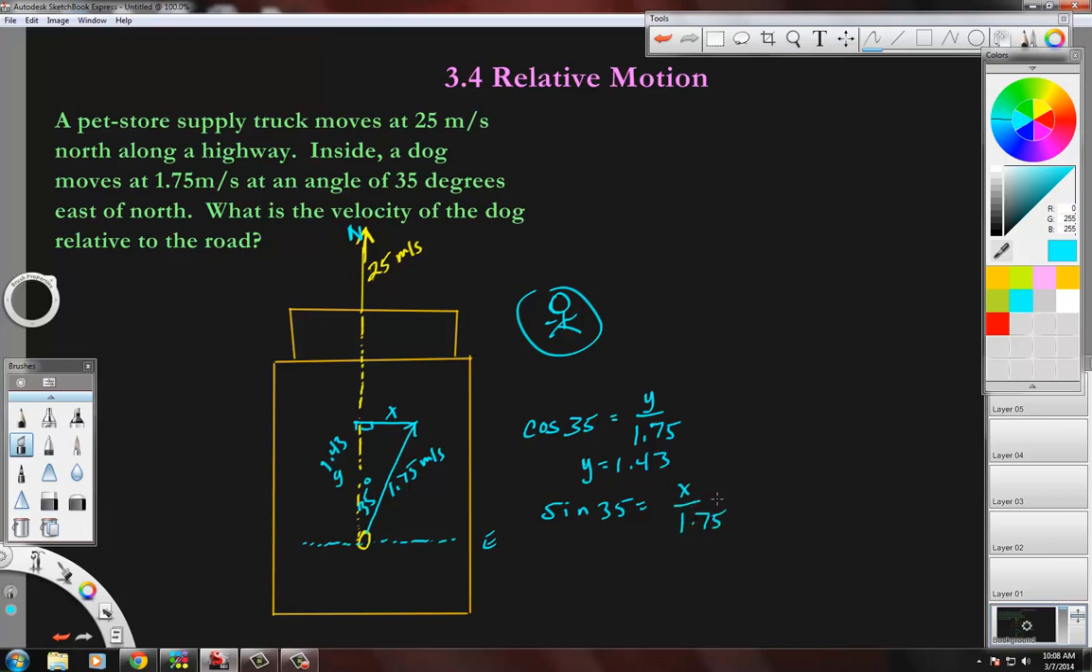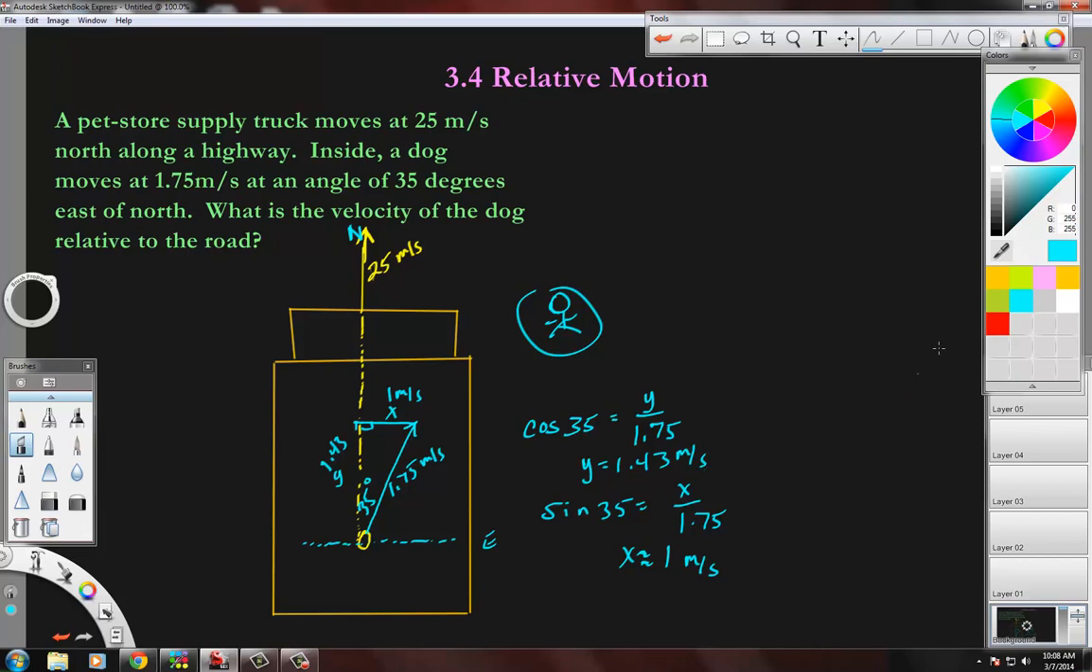And we'll just knock this out real quick. 1.75 times sine 35 equals 1.0037. I think we can call that 1. So let's put little squigglies showing we're rounding, and we can call that 1 meter per second. And we can label these both meters per second. Labeling this, that would equal 1 meter per second.